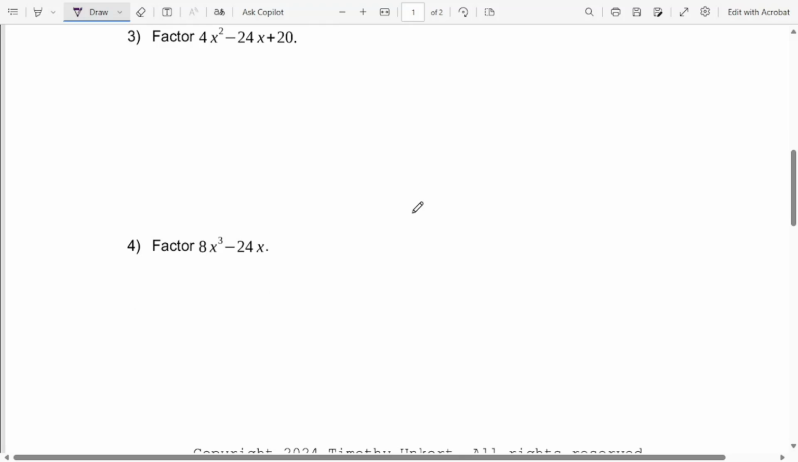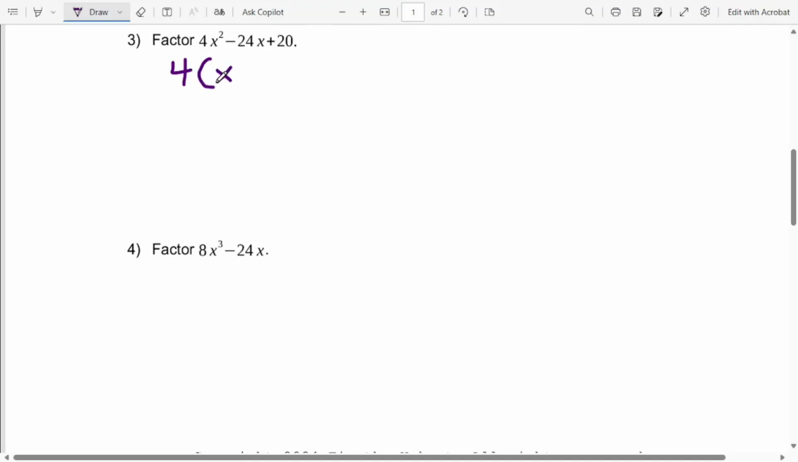So in this next one, we are factoring 4x squared minus 24x plus 20. Okay, so I notice that 4, 24, and 20 are all divisible by 4, so let's factor out the common factor of 4. And then we're left with x squared minus 6x plus 5.